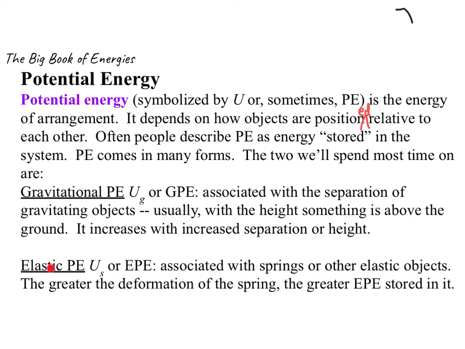There's also what's called elastic potential energy, U sub S or EPE. You might wonder why the S. Because it's associated with springs or other elastic objects. So this is usually the energy of a spring. The greater the deformation of the spring, the greater the elastic potential energy stored in it. So if we take two objects on two identical springs, but we stretch one spring longer, it will store more energy.